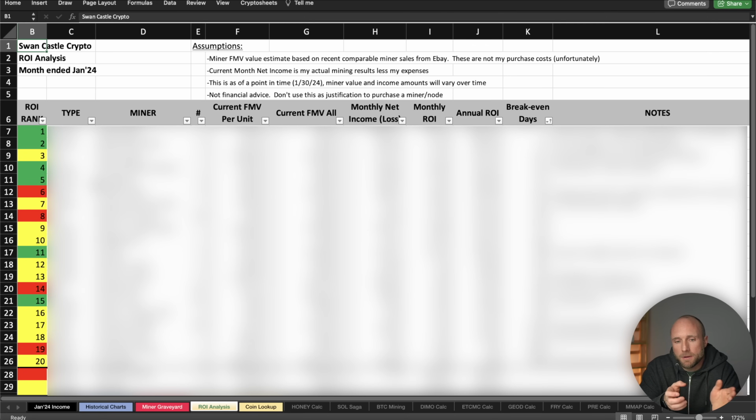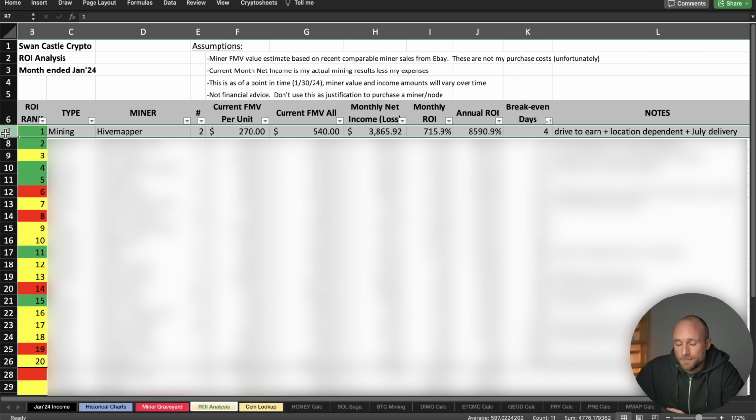So we'll start off here at the top and I'll give some high level commentary over a lot of these more lucrative projects. Number one, like I mentioned earlier, obviously is Hivemapper with a current break even of only 4 days. Now this is a drive to earn, it's location dependent, and how much you earn really depends on how much you drive.